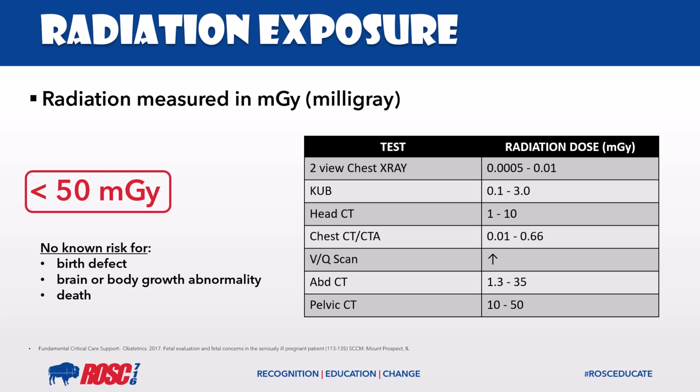I feel this grid is very enlightening when caring for a critical care obstetric patient. We take a look at a chest x-ray. There's very little radiation, and this is a 2 view listed at 0.01 milligrays. We then go to a CT chest, which is only showing 0.66 milligrays. And where you start getting in trouble is the abdominal pelvis CAT scans.